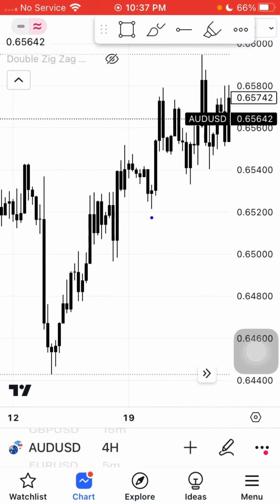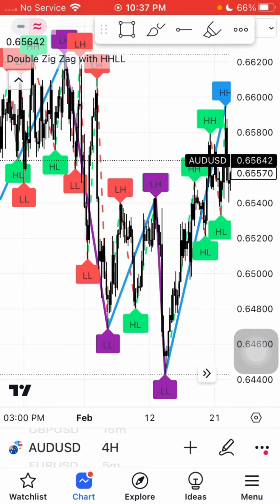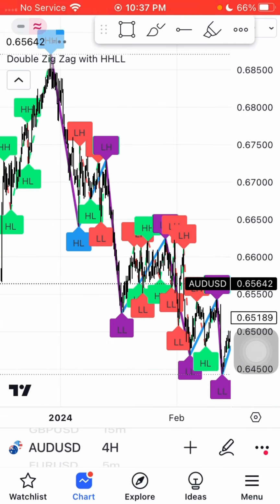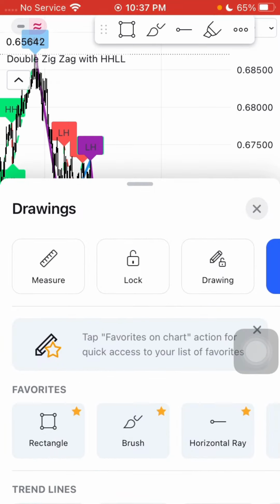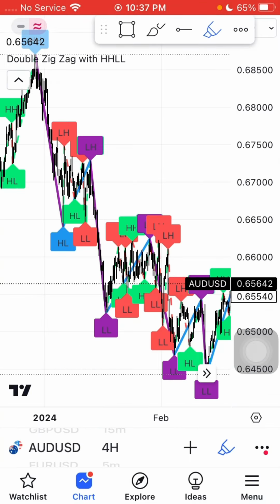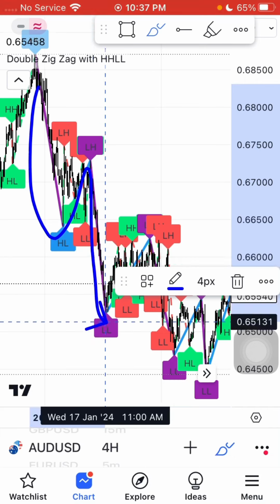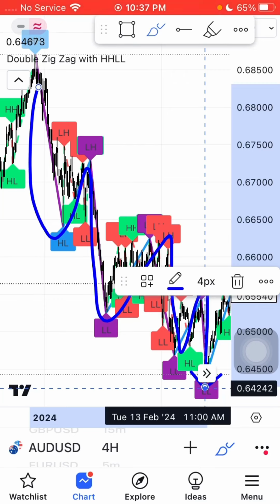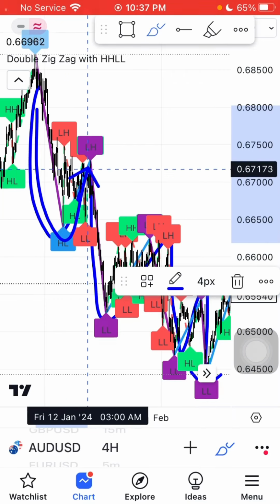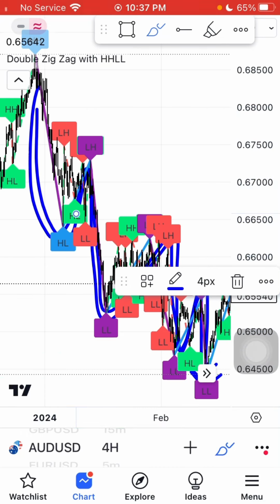So now let me go ahead and pop the indicator. Now here is the indicator. Now, what does this indicator do? As I've told you guys, in a trending market, like this downtrend, we see a series of lower high, lower low, lower high, lower low, lower high, lower low, and then lower low.